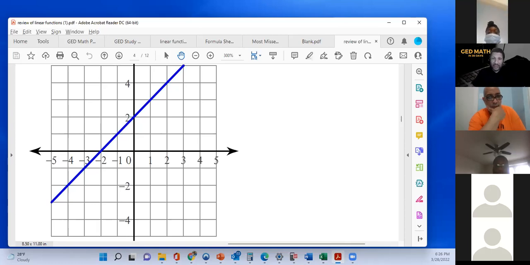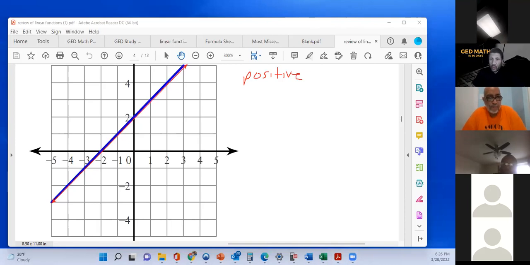So, for example, let's start this problem. Let me change my color back to red. Is this slope positive or negative? It's positive. Why is it positive? It's going up. Because from left to right, what direction is it going? It's going up. So my slope is positive. Very good.